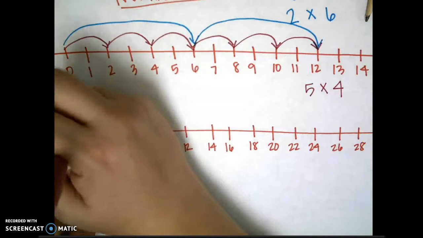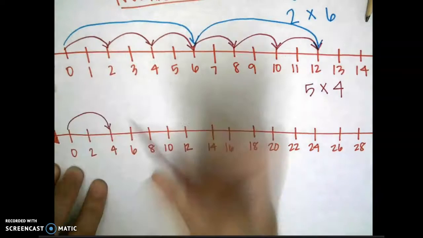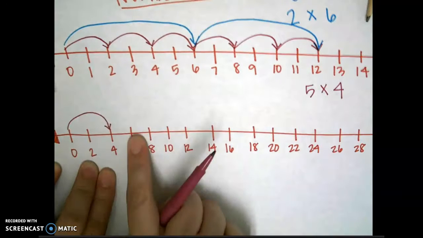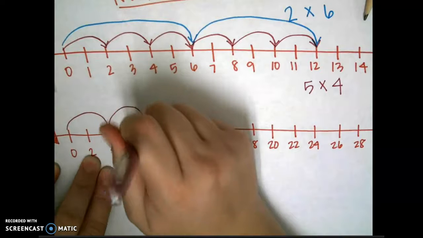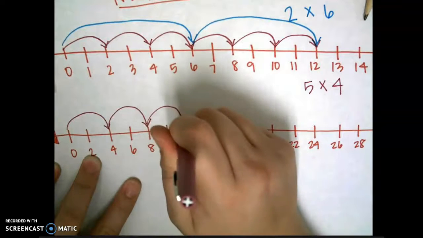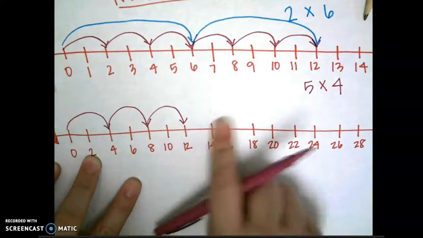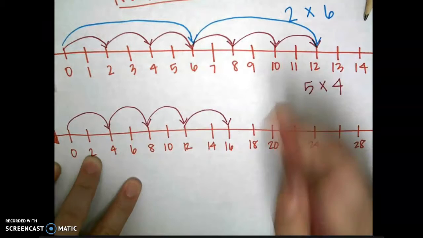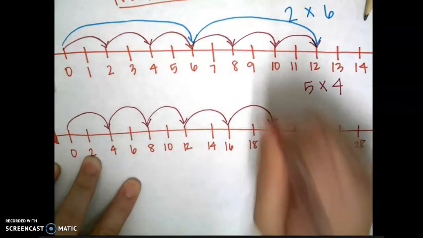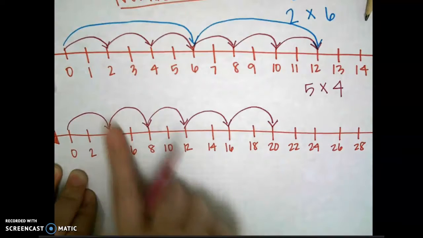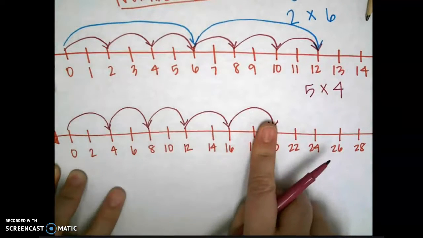So that's 1 group of 4. And then here would be 2, 4, 2, 4, 2, 4, 2, 4. 1, 2, 3, 4, 5. That is 5 groups of 4.